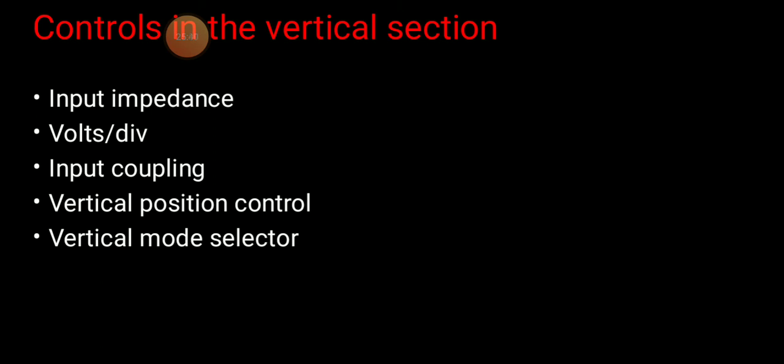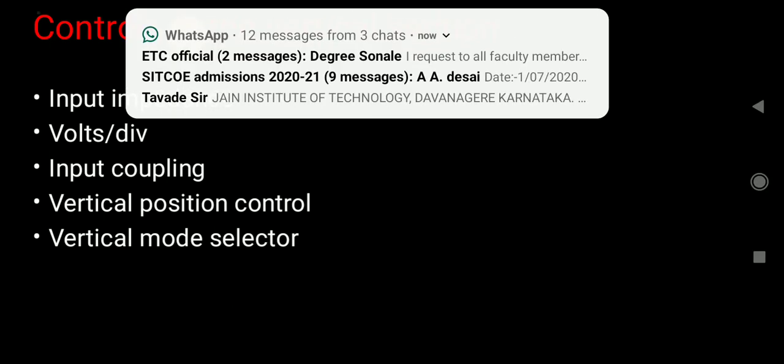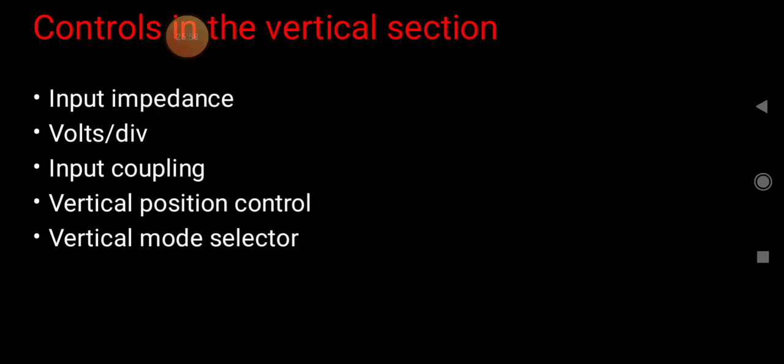So what is that? First one, input connector. It is the point at which the signal is applied to the vertical amplifier of the oscilloscope. There are two input connectors, channel A and channel B. So that is X and Y. So we have two connectors, channel A and channel B. It comes only for the dual trace CRO.